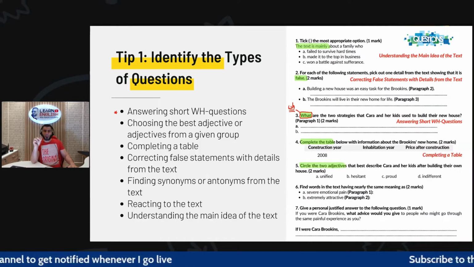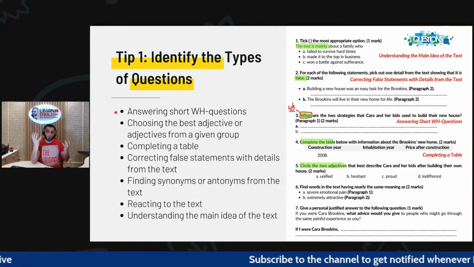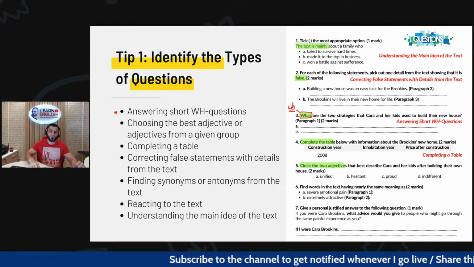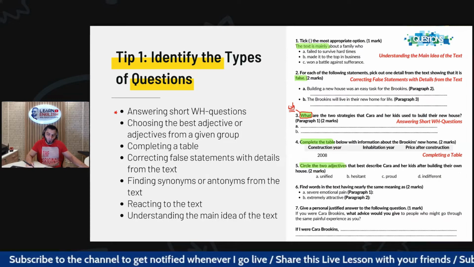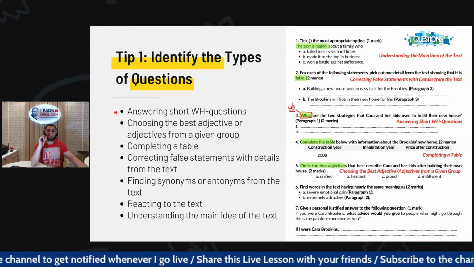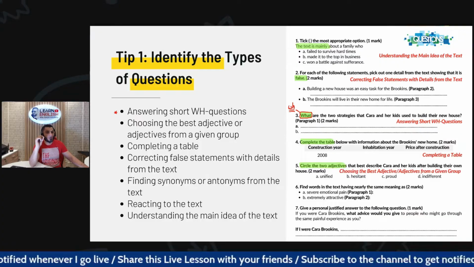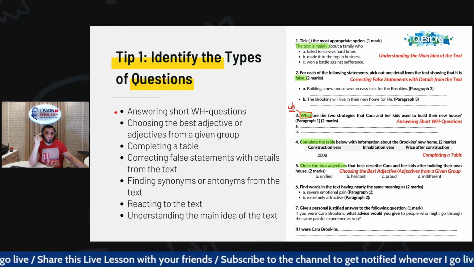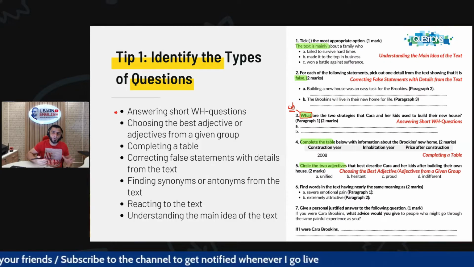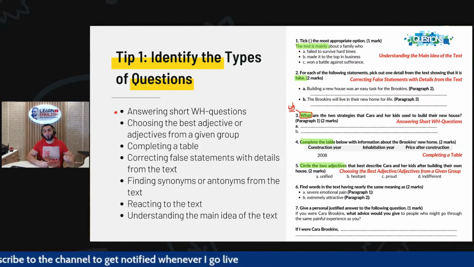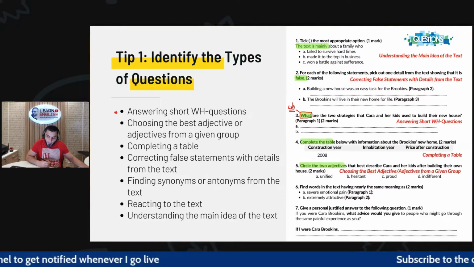Then circle the two adjectives that best describe Kara and her kids after building their new home. Of course, this is what we call choosing the best adjectives, or sometimes we can ask you to choose one adjective from a given group. So we have here a group of four adjectives, and we want you to choose the best one.